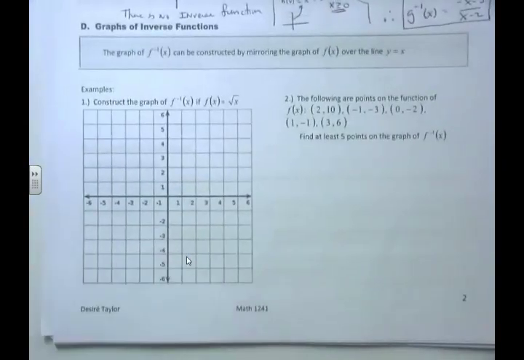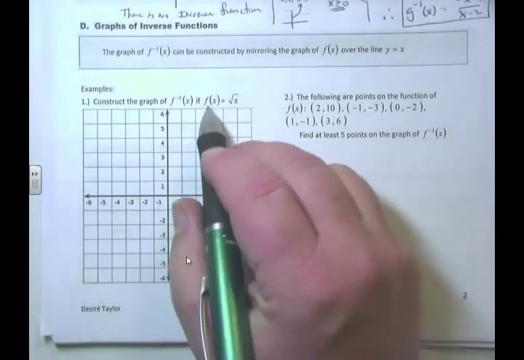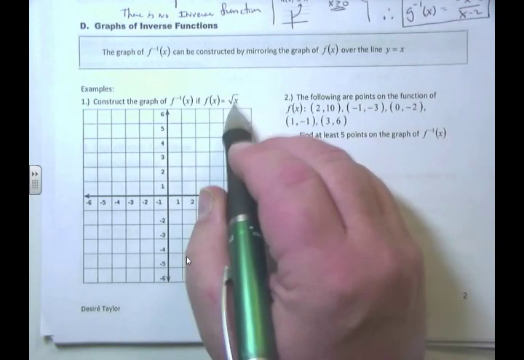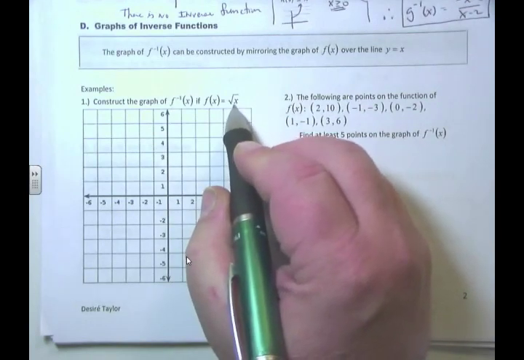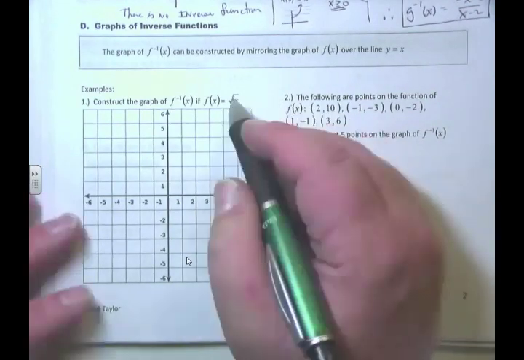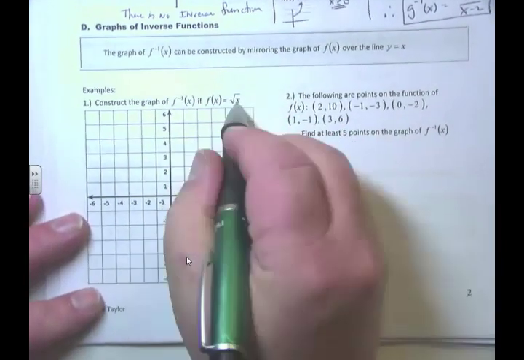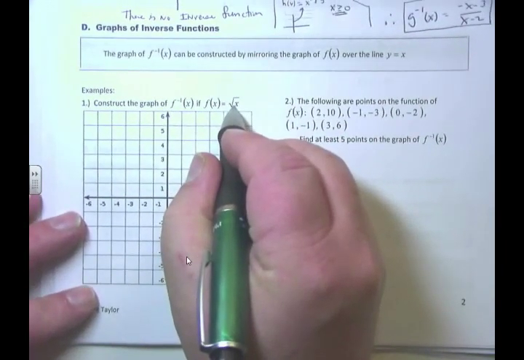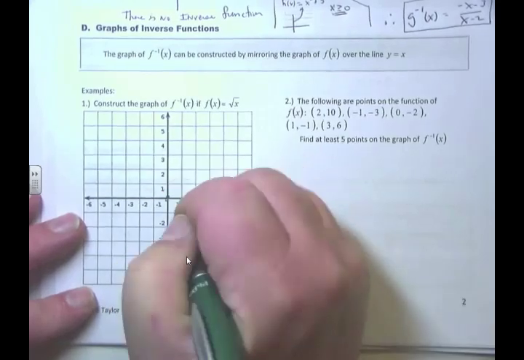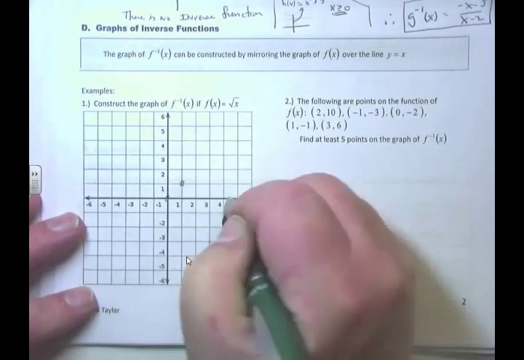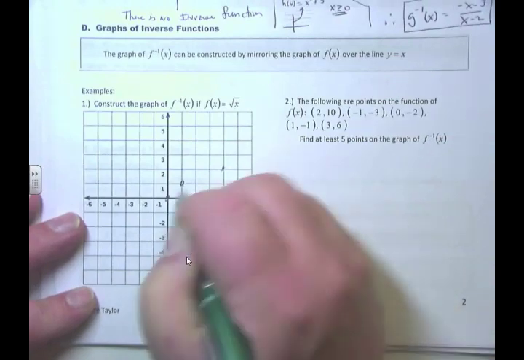All right, continuing on. The graph of f inverse of x can be constructed by mirroring the graph of f of x over the line y equals x. All right, so let me show you this guy. Let's take a look at this function. F of x is equal to square root of x. Now that's a function you guys should know. What's the square root of x? Well, when you graph it, you can only graph the positive terms because you can't take the square root of a negative number. So you can start with 0. Square root of 0 is 0. Square root of 1 is 1. The square root of 4 is actually 2.